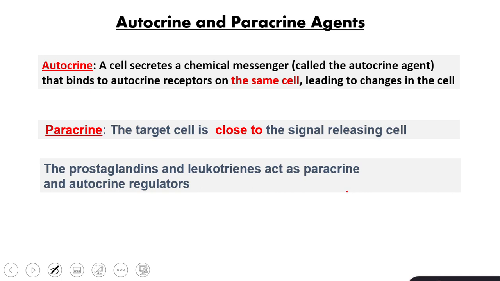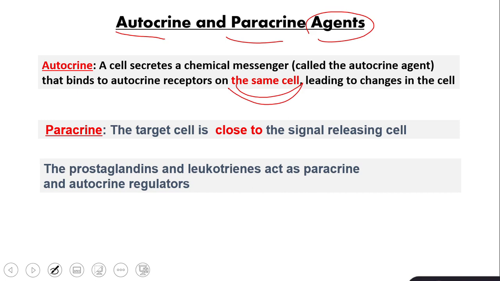The hormones go to the blood directly through exocytosis, and they induce their action on target cells. In comparison to that, we have agents that we call autocrine and paracrine. The autocrine ones are produced by a certain cell, and they produce their action on the same cell. Paracrine ones, they are produced by a cell, and then they induce their action in the close cells.